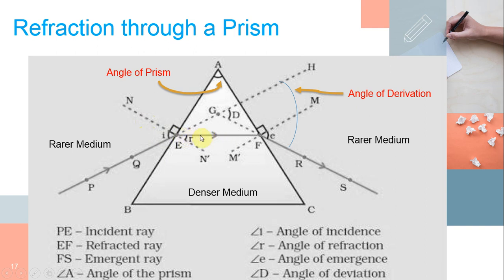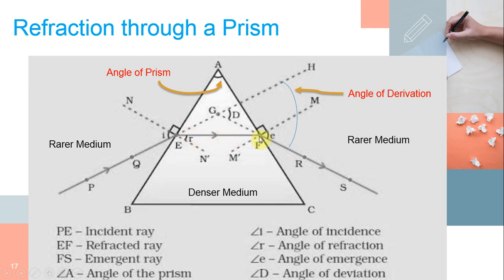After refraction, it changes direction and changes the speed of light. And this time light travels from rarer to denser, so the light bends towards the normal. This is a normal, so light bends towards the normal. Here this is the angle of refraction. The angle between the normal and the refracted ray is called the angle of refraction.